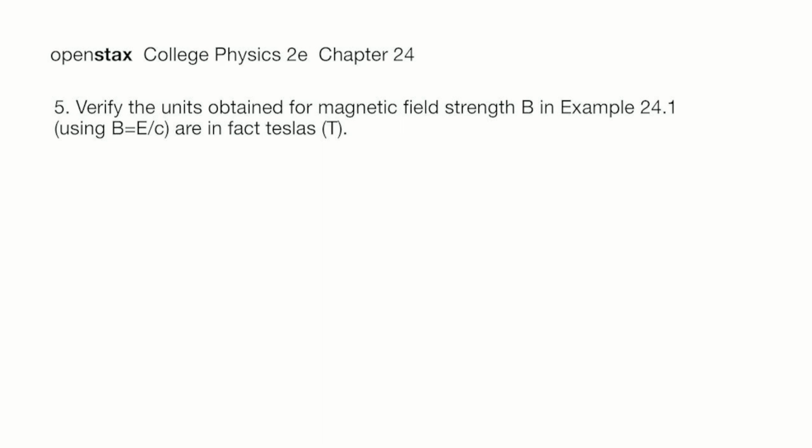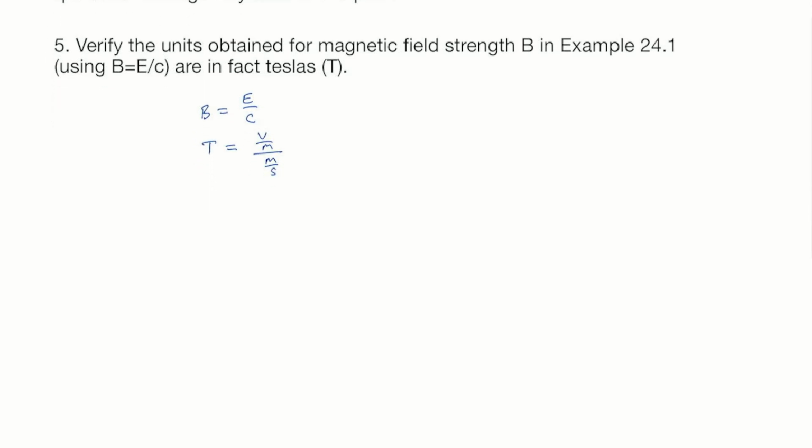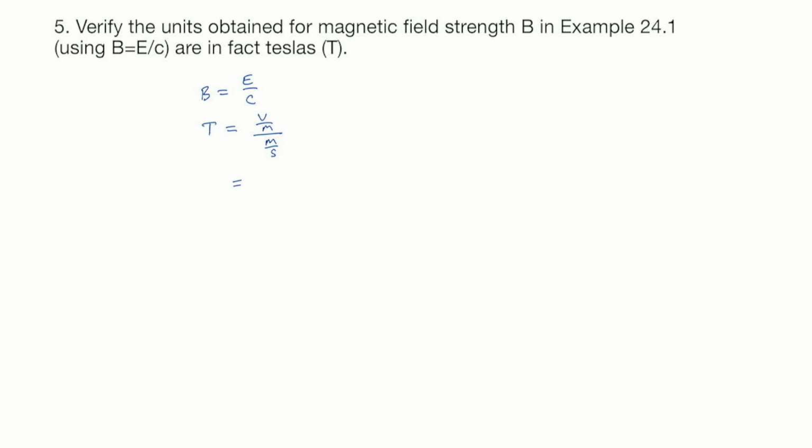Okay, so we'll start with the equation, B is equal to E divided by C. And now I'll write the units underneath. So do Teslas equal volts per meter divided by meters per second? Okay, let's rewrite that. So we've got volts divided by meters, and then right next to it, I'll put the other fraction turned upside down. So meters and seconds.